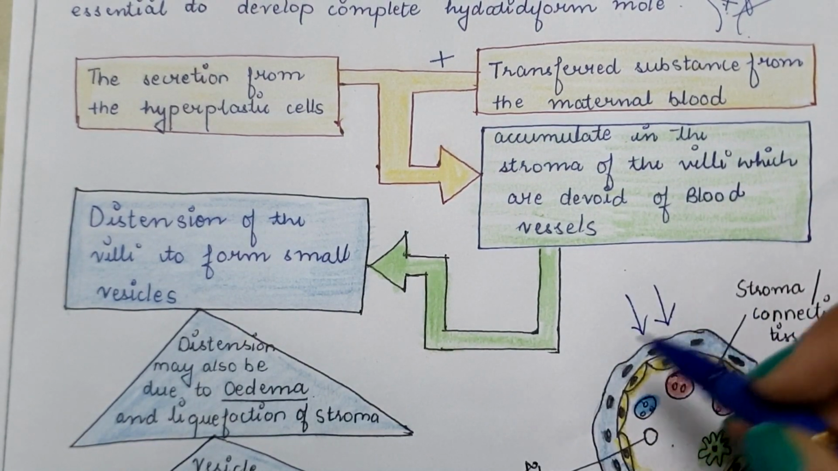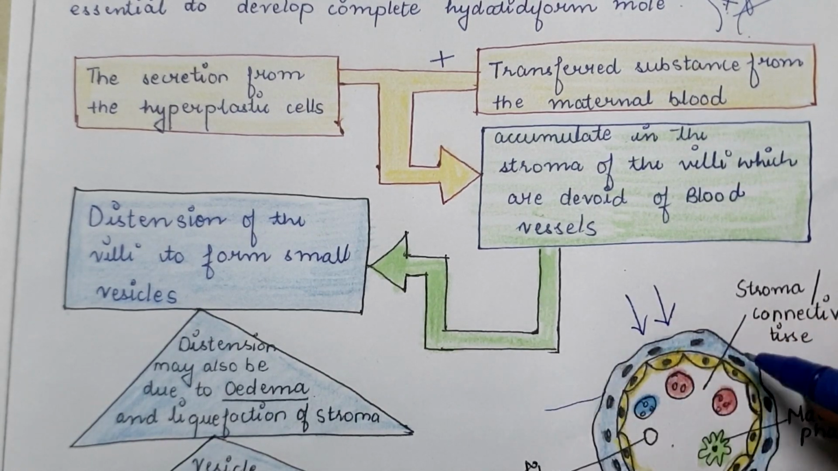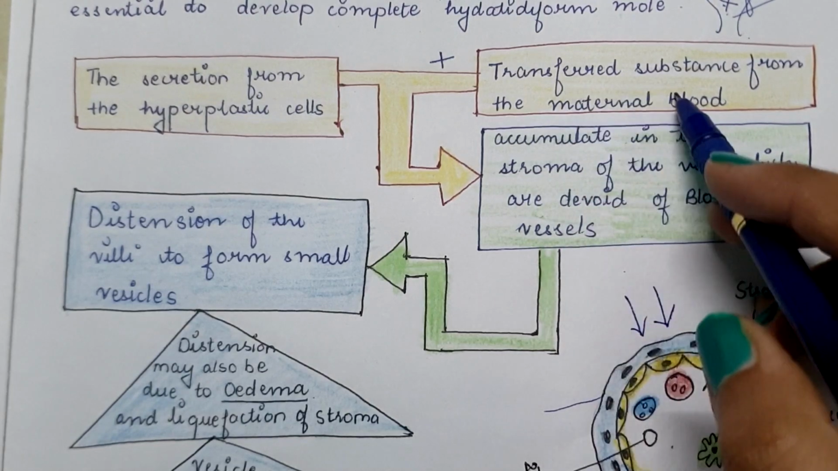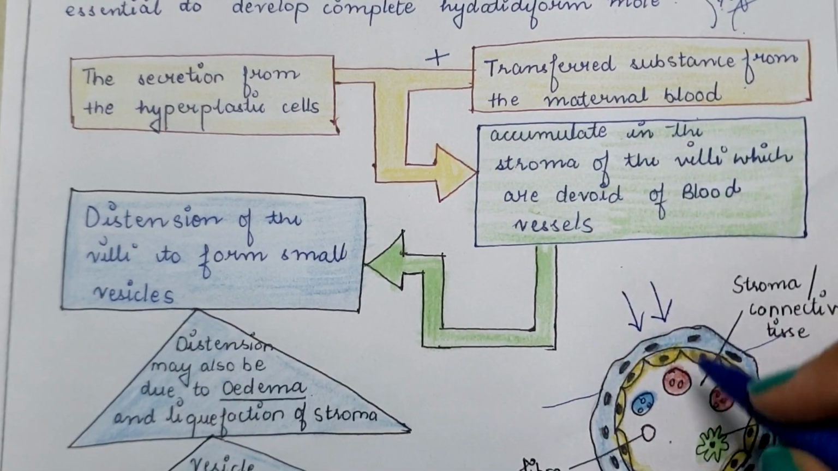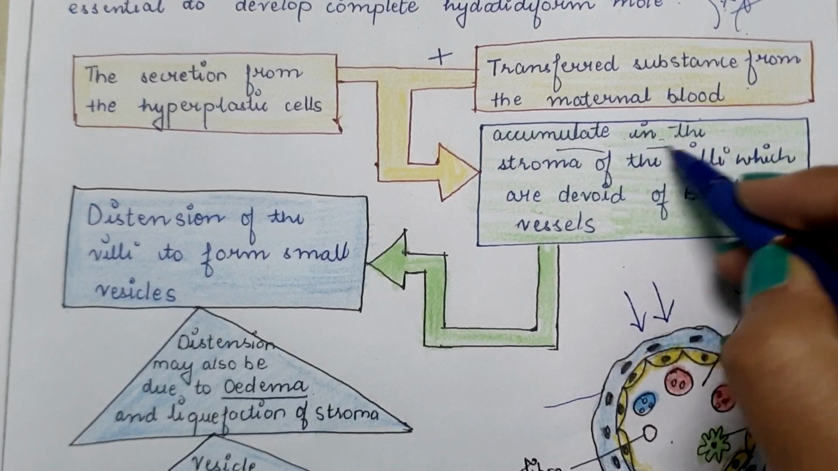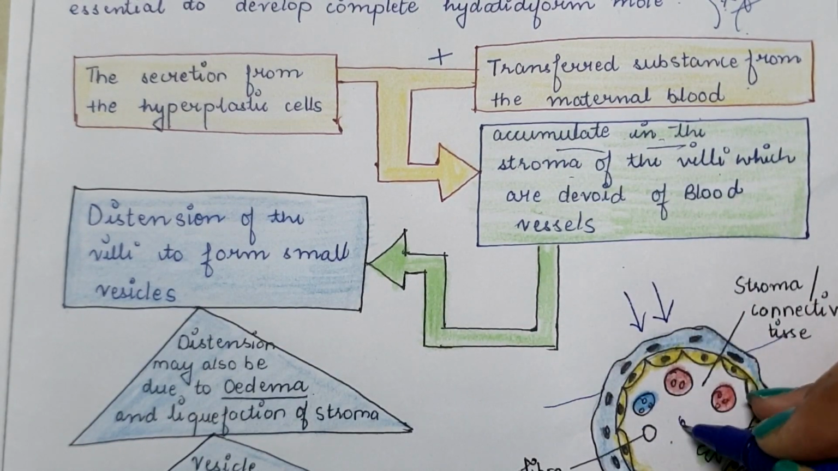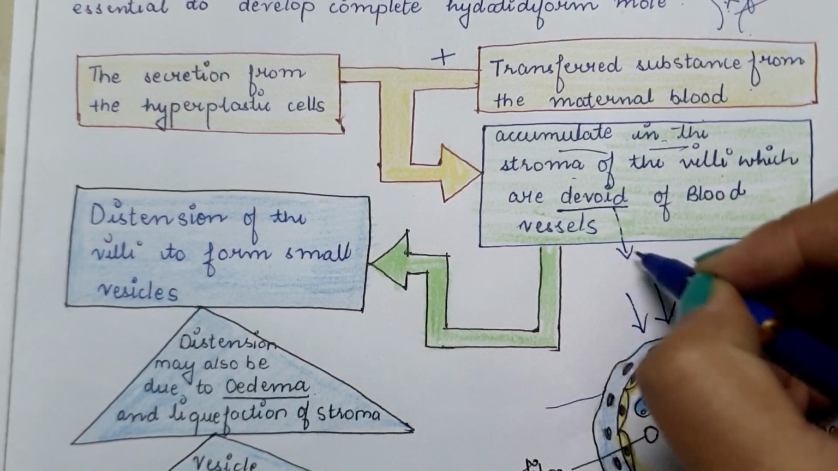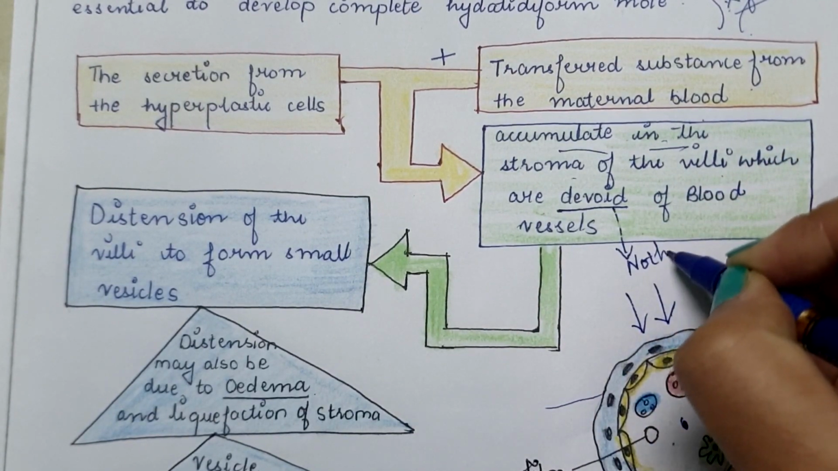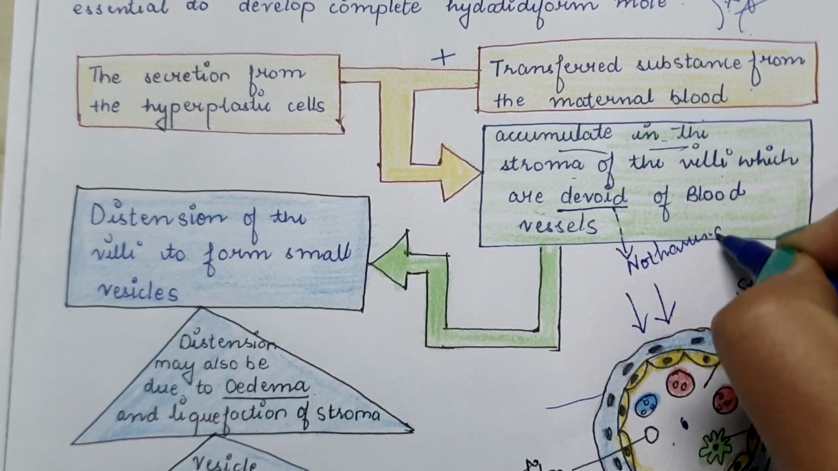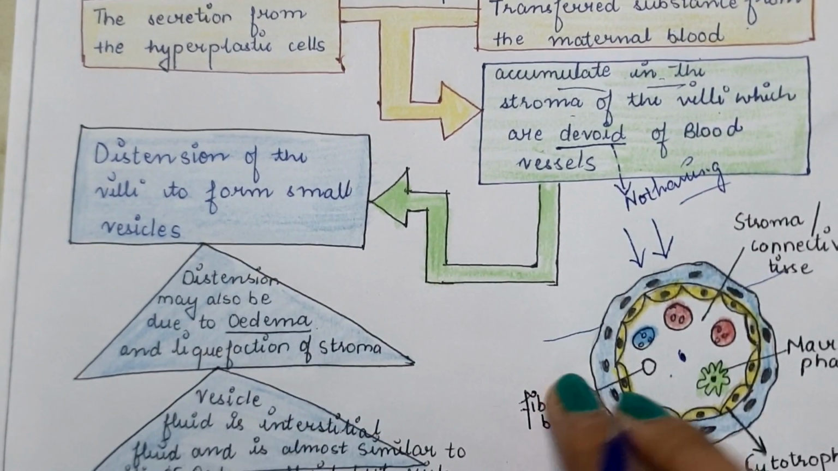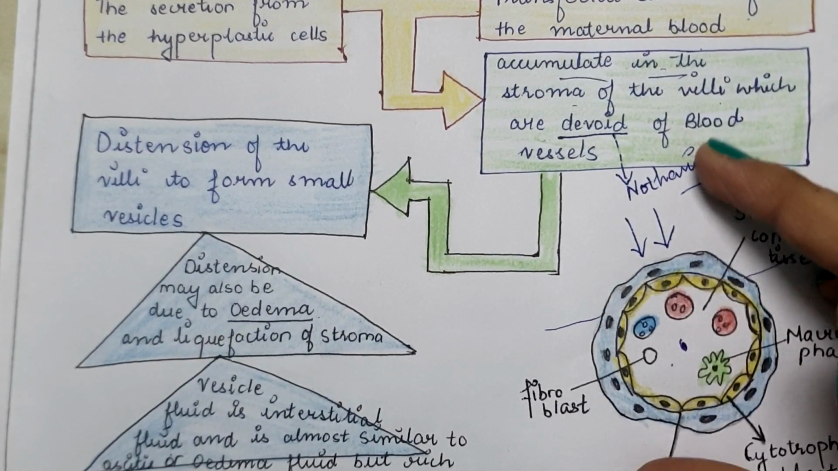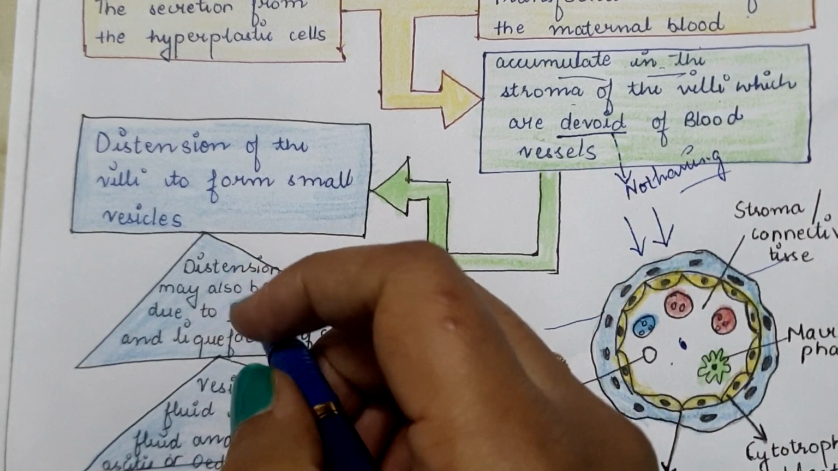As the chorionic villi enter into the maternal decidua, the transferred substances from the maternal blood are all accumulated in the stroma of the villi, which are devoid of blood vessels. Devoid means not having. So the stroma does not have blood vessels, and because of the accumulation of secretions, there will be distension of the villi to form small vesicles or cysts.